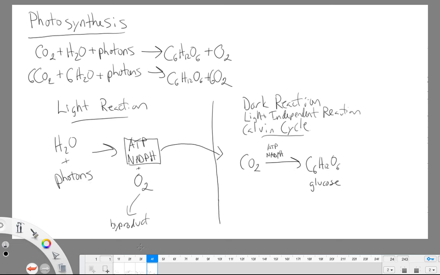So that's photosynthesis. In the next lecture, we are going to look at an inefficiency in the process, which we call photorespiration, and then some methods that some plants have evolved to account for that inefficiency.